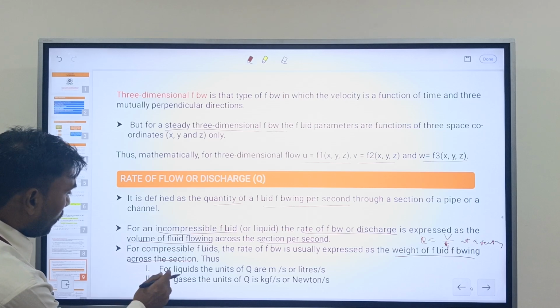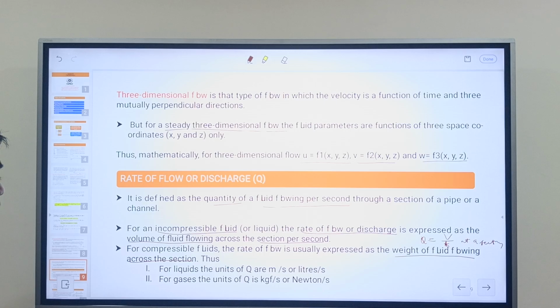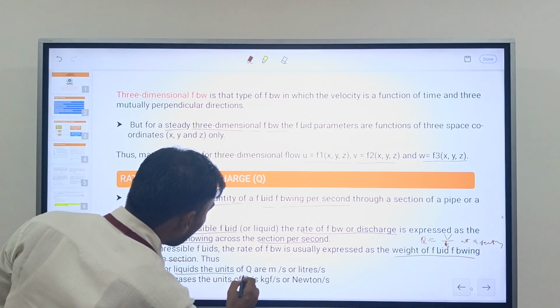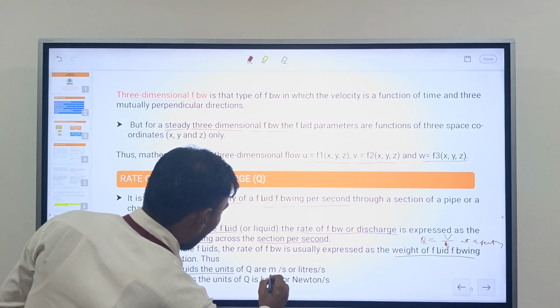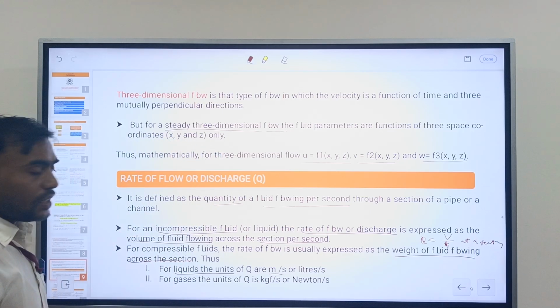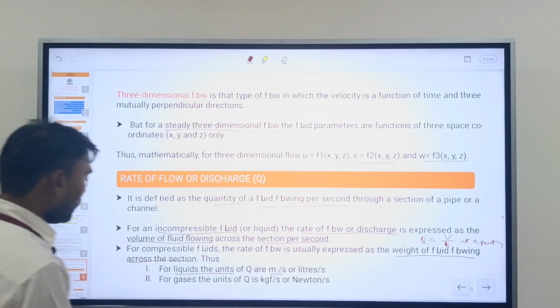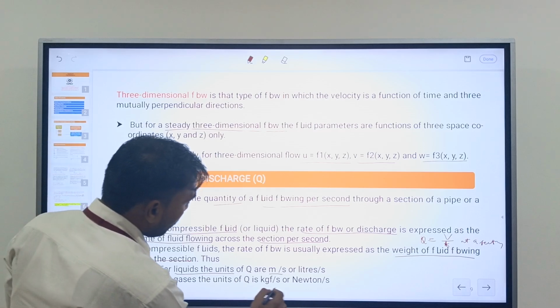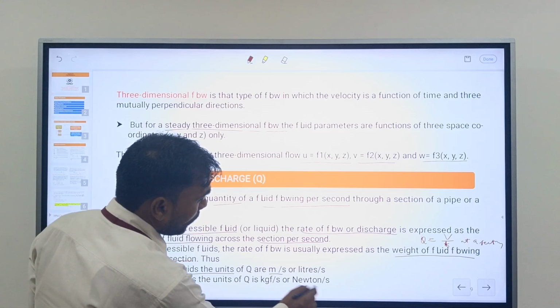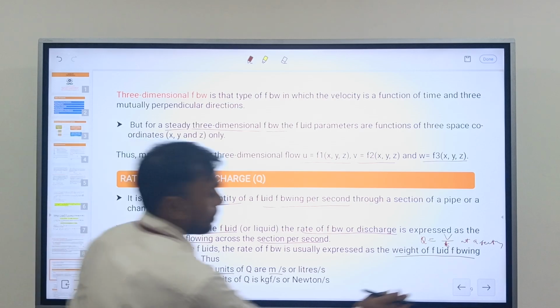And if you talk about the unit of discharge, rate of discharge, then for liquids the unit of Q are measured in meter per second or liters per second. In case of gases, the units of Q is kilogram force per second or Newton per second.